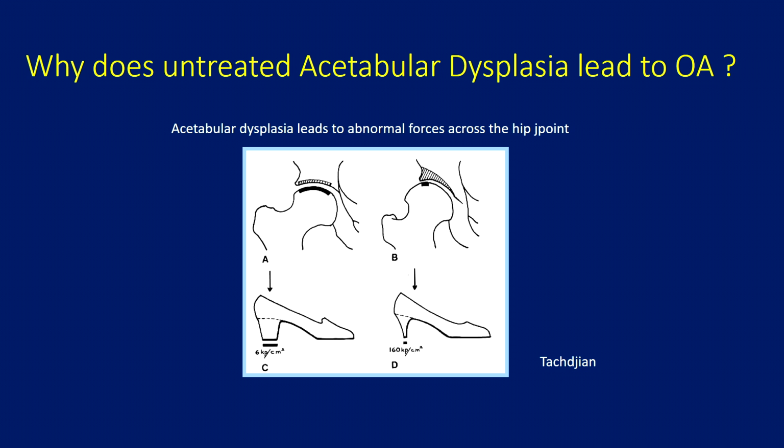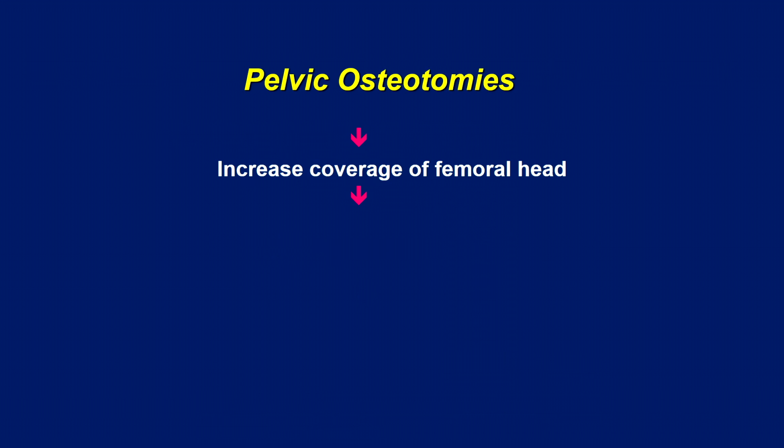In case of dysplasia, the weight-bearing area is irregular. Because of the dysplasia, the weight bearing is concentrated on a much smaller segment, which increases the pressure on the acetabulum hugely. And this uneven distribution of weight bearing will lead to an unequal pressure, and that will lead to early degeneration of the articular cartilage. Therefore, the question is how to restore this normal weight-bearing area to the acetabulum. And one way is pelvic osteotomies.